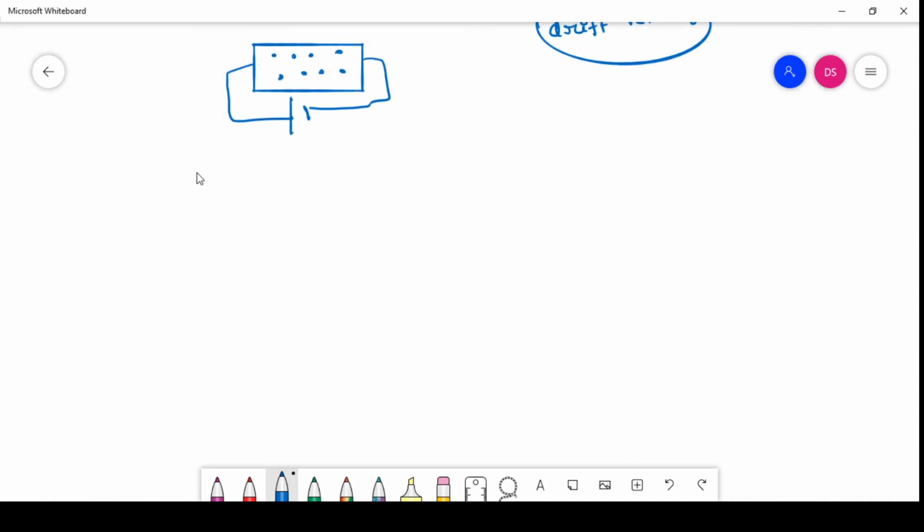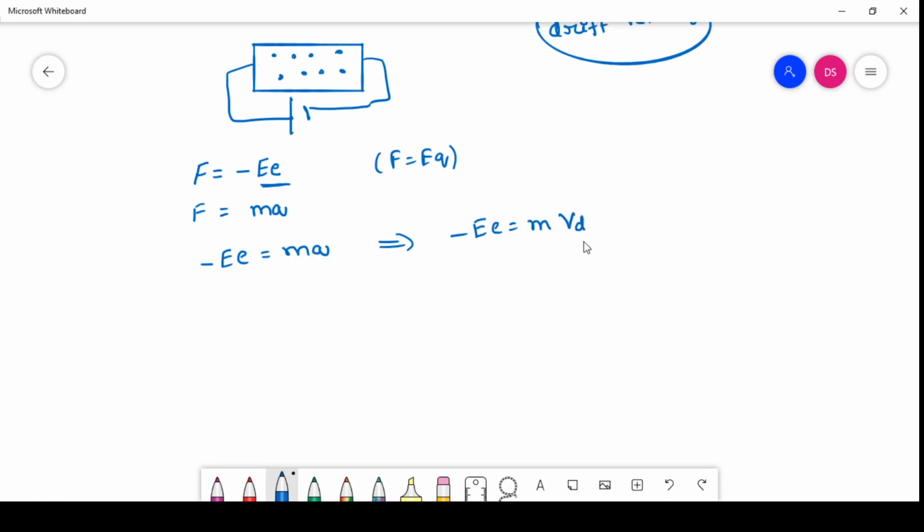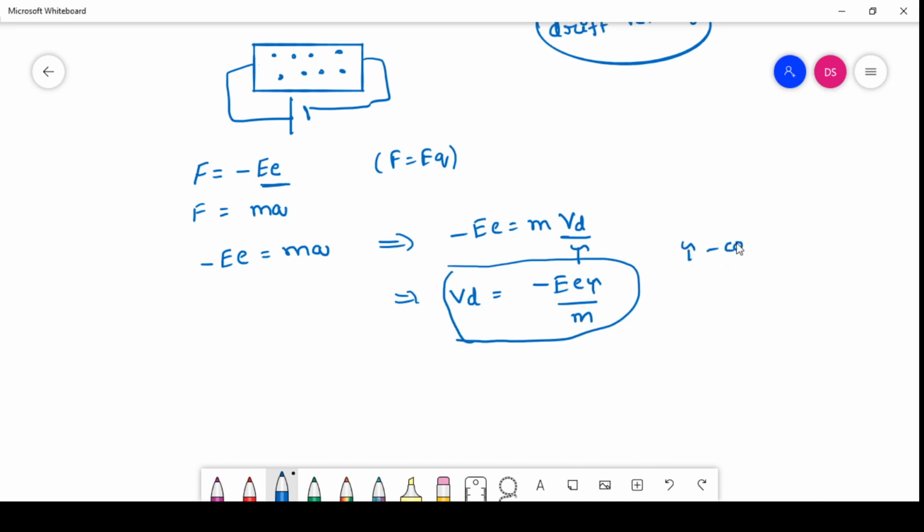The force acting on the electrons due to the electric field can be considered as minus eE. We know the formula F is equal to qE. Because of this force, the electrons gain acceleration and move inside the material, and the conduction process takes place. Therefore, minus eE is equal to ma. That implies minus eE is equal to m times the acceleration, where they gain the constant uniform velocity that is called drift velocity Vd. That implies Vd is equal to minus eE tau by m. And this tau is known as collision time.